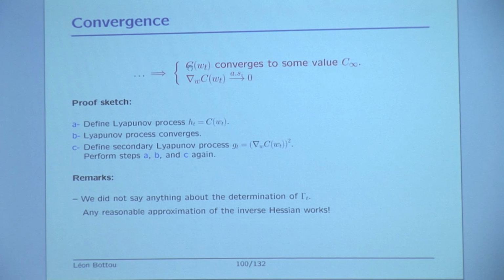And the proof sketch is exactly the same. You're going to take the cost as a Lyapunov function. So you define the Lyapunov process. B, it converges. You define the gradient process. Do A, B, C again. It converges, and you're pretty OK.